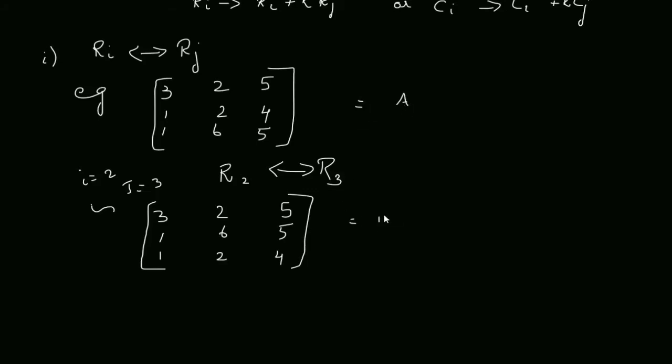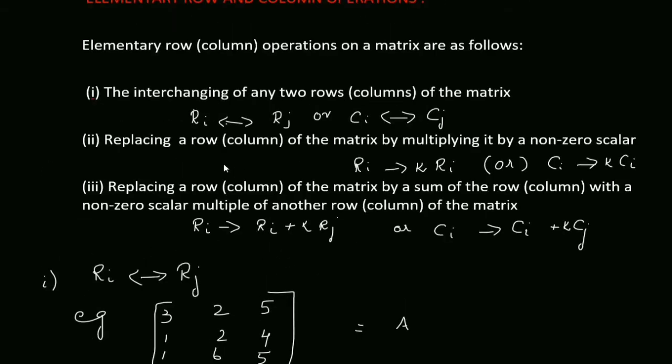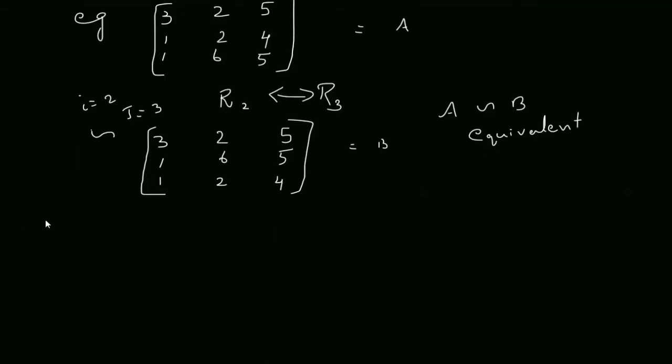So this is called swapping two rows, that is, interchanging two rows. Any two rows we can interchange. If I name them A and B, A is equivalent to B. This is the sign we use for equivalent. Okay, equivalent is not equal again. They are equivalent matrices. That is the first row operation. Now let us move on to the second row operation. Replacing a row of a matrix by multiplying it by a non-zero scalar. That means you can multiply any row or any column by a constant k.